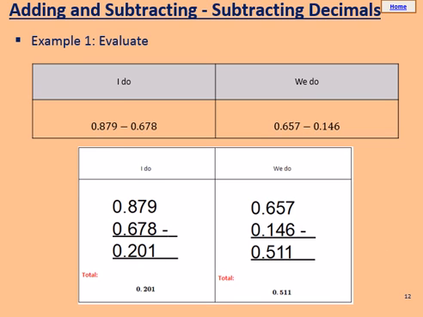Okay, so for the we do, 0.657 take away 0.146. Again, we write in a column, paying attention to the place value of each number, and we subtract. Starting from the right, 7 take away 6 equals 1. 5 take away 4 equals 1. 6 take away 1 equals 5. Keep the decimal point, and 0 take away 0 equals 0. So well done if you got an answer of 0.511. Really well done. Please make sure to mark in green pen.